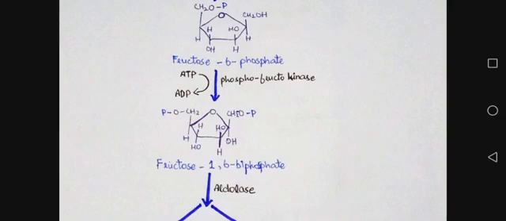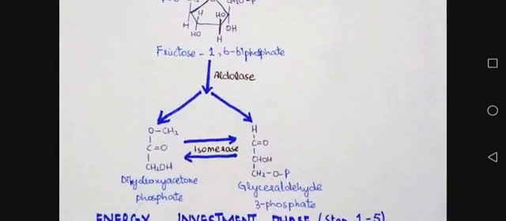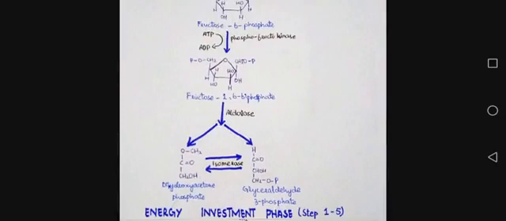Fructose 1,6-bisphosphate is a very unstable compound, so it converts into either dihydroxyacetone phosphate or glyceraldehyde 3-phosphate, and these two compounds are interconvertible into each other by the enzyme isomerase. Now, with this glyceraldehyde 3-phosphate, we have the completion of the energy investment phase of glycolysis.